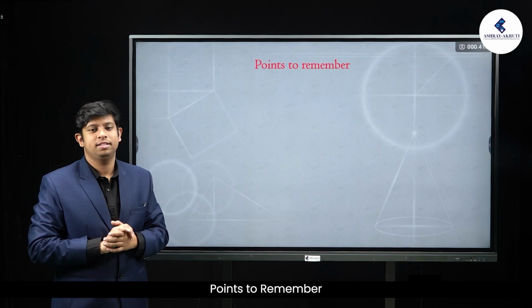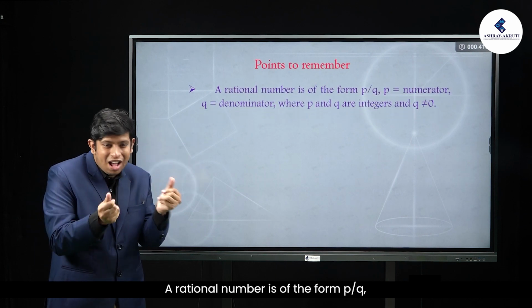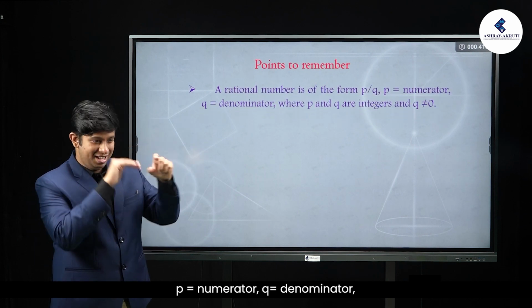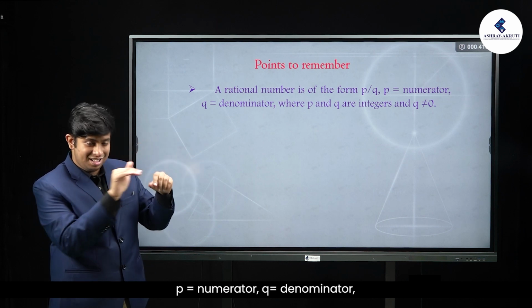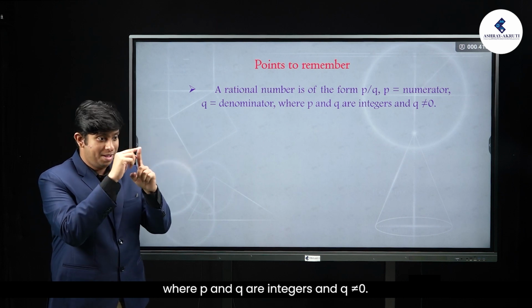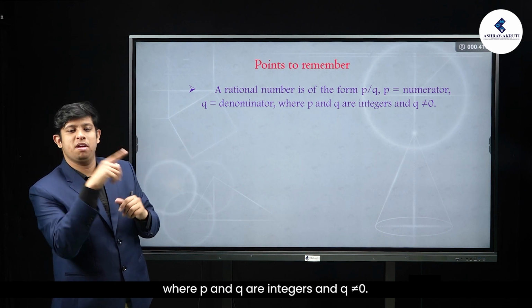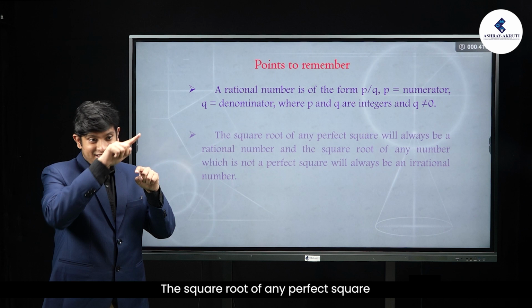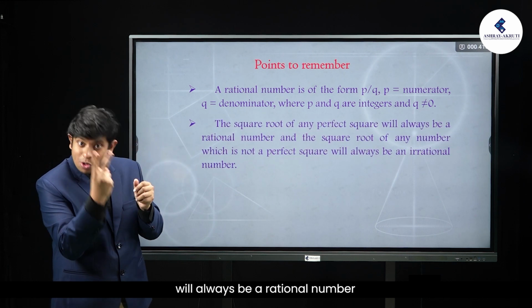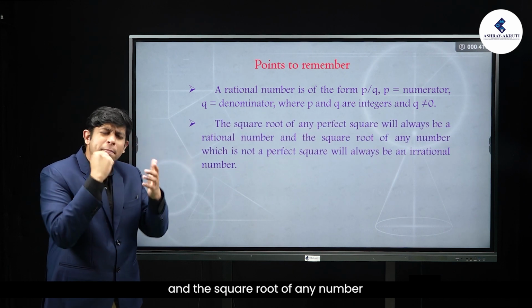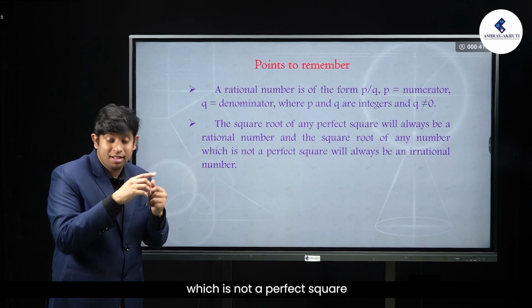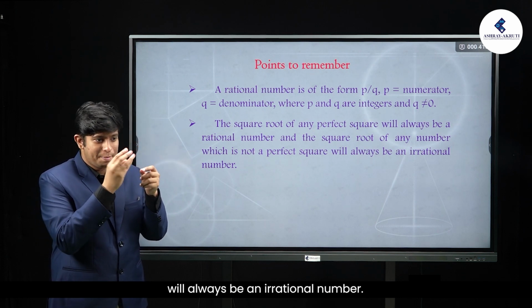Points to remember: a rational number is of the form p by q. p is equal to numerator, q is equal to denominator, where p and q are integers and q not equal to 0. The square root of any perfect square will always be a rational number, and the square root of any number which is not a perfect square will always be an irrational number.